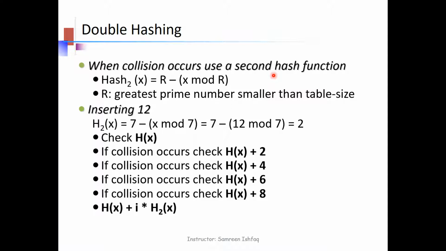So while searching, deleting or inserting, first we will compute the hash function and check that location. If it is empty, we will put the record into it. If it is not empty, then we will calculate the second hash function, that is h2 here, in which the formula is r minus x mod r, where r is the greatest prime number less than the table size. After computing the second hash function, we will resolve the collision by using this formula: h of x plus i multiplied by h2 of x, where h of x is the first hash function, h2 of x is the second hash function, and i is the number of collisions.